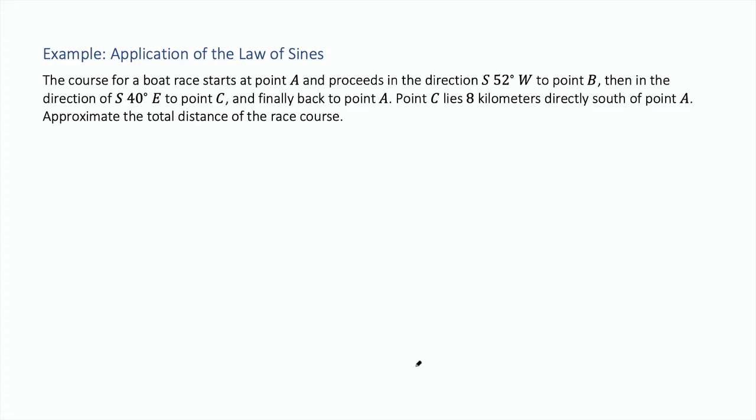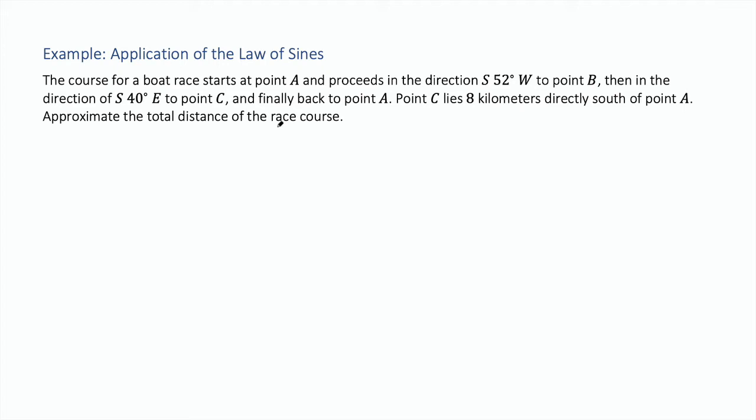The course for a boat race starts at point A and proceeds in the direction of south 52 degrees west to point B, then in the direction of south 40 degrees east to point C, and finally back to point A. Point C lies 8 kilometers directly south of point A. Approximate the total distance of the race course.